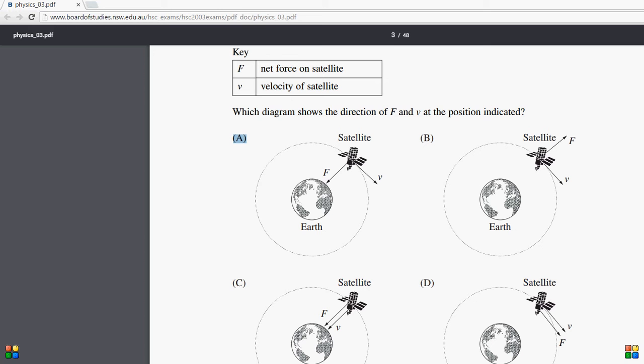So we can just use the process of elimination. It can't be B, because if the force was acting outwards, then this would go out of orbit. It can't be C, because it would just crash back to Earth. And for the same reason as B, it can't be D, because then this would escape, given enough velocity. So it has to be A. And its velocity will always be tangential to the circular path.